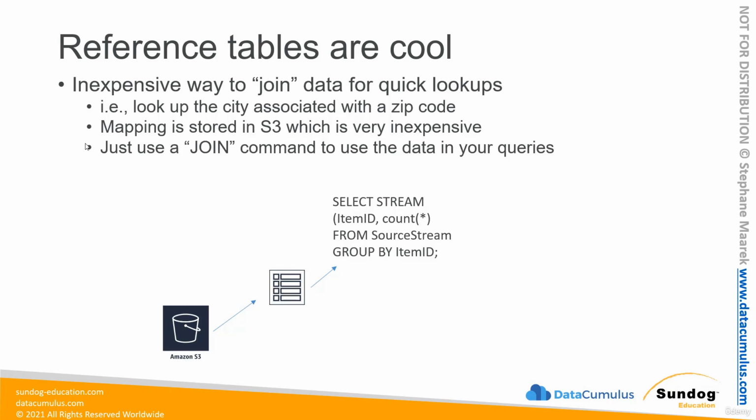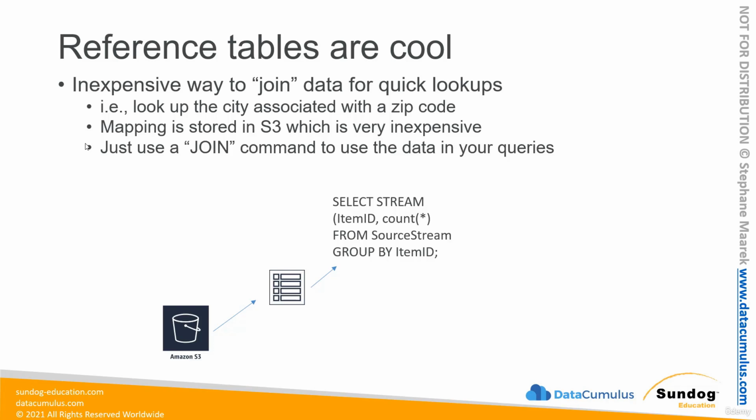And I do want to emphasize how cool reference tables are. So if you're looking for a really inexpensive way to join data in for quick lookups within your Kinesis Analytics job, reference tables are a great way to do it. Again, all you need to do is store a mapping file in S3, which is really, really inexpensive, right? And if you can make that available as a reference table to Kinesis Data Analytics, you can just use a join command to join that data in from S3.